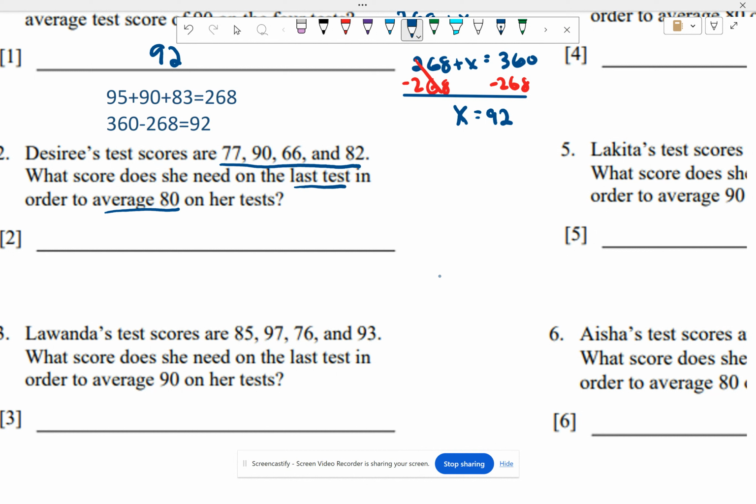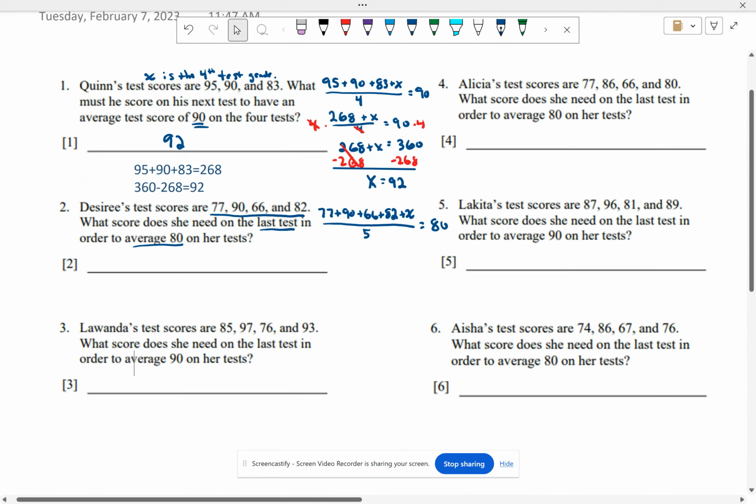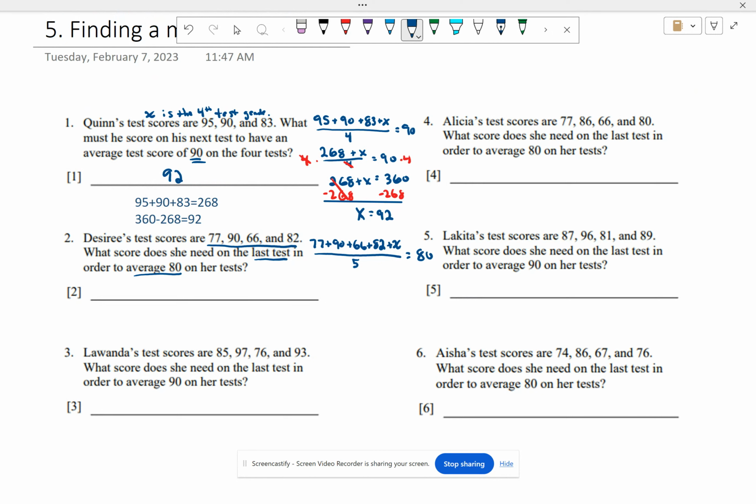So same idea here. If I add up all these numbers, I want the average to be 80. So you add them all up and divide by the amount of numbers, and you want that to be equal to 80. So the numbers that we have are 77, a 90, a 66, an 82, and whatever we got on the last test, we want the average of those grades to be an 80. So if there's 1, 2, 3, 4, 5 test scores, we divide by 5, and I want that average to be an 80. So similar to what we did up here, I want you guys to solve for that, figure out what x is, and then also do number 3 through 6. So for today, I want you guys to practice doing that.